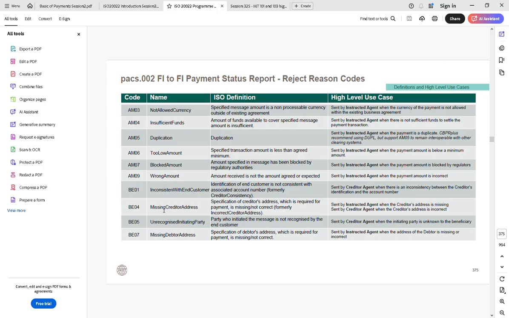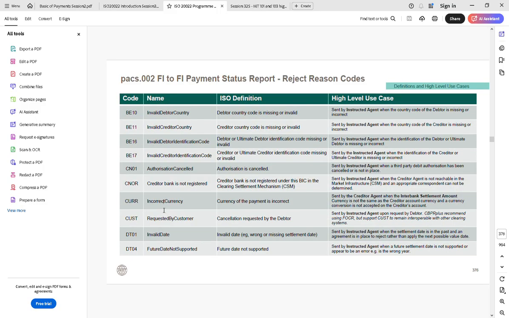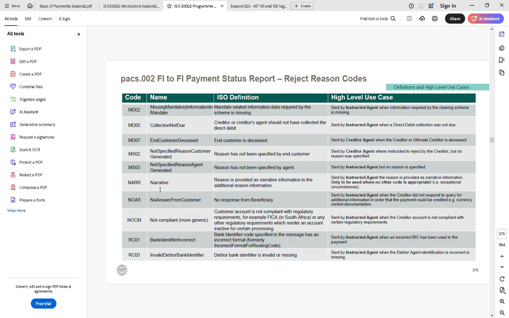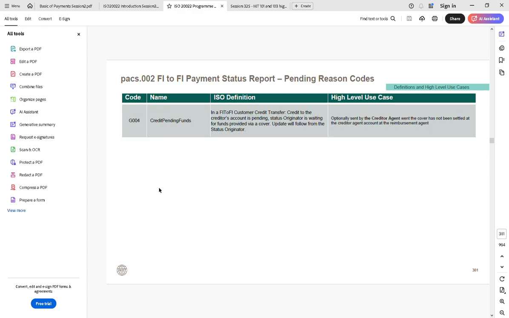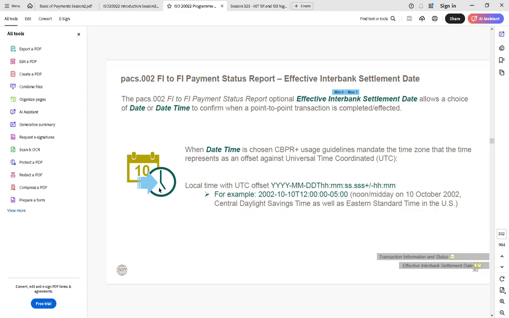So these are the codes. There are many codes actually. Invalid date also is one of the codes here. Can you see? Invalid dates. So there are so many codes we can see one by one. I cannot explain all these codes. Even you cannot explain everything unless you are working on a project of pacs.002. There are so many. Can you see? So many.